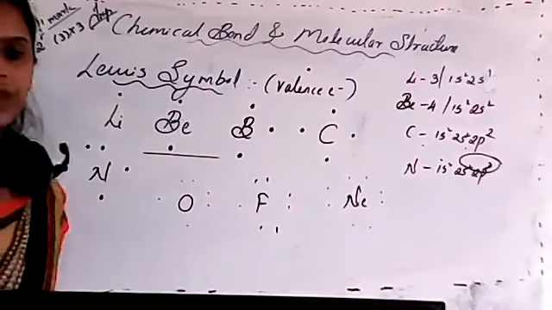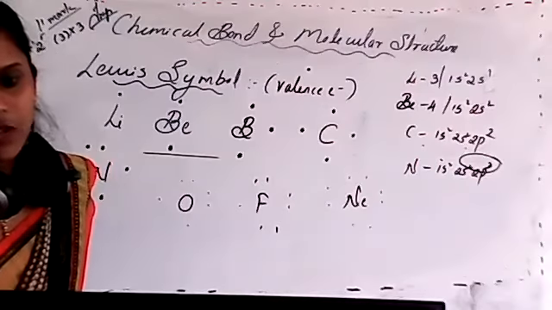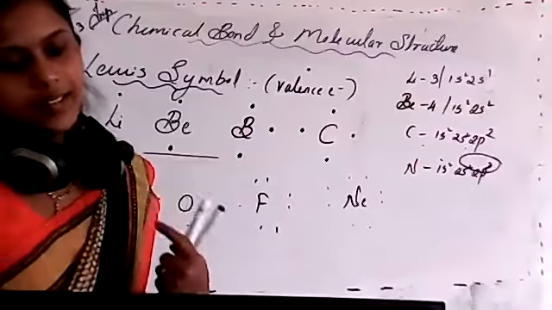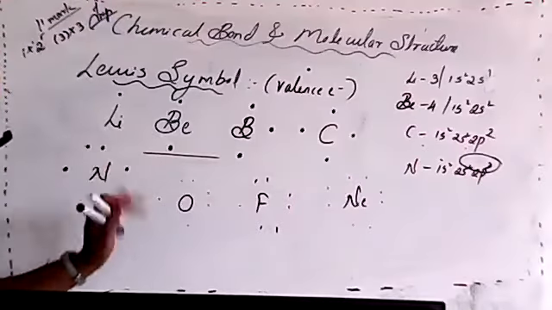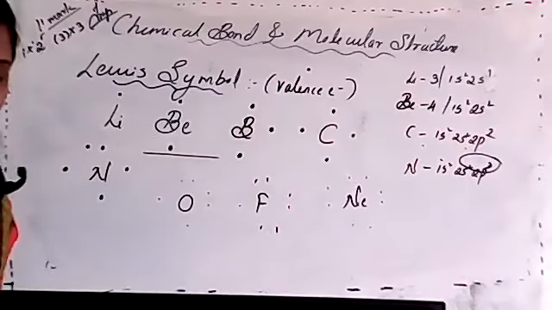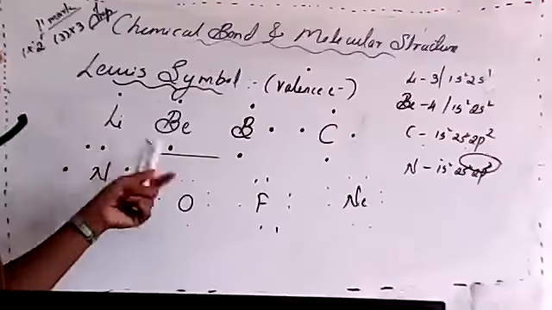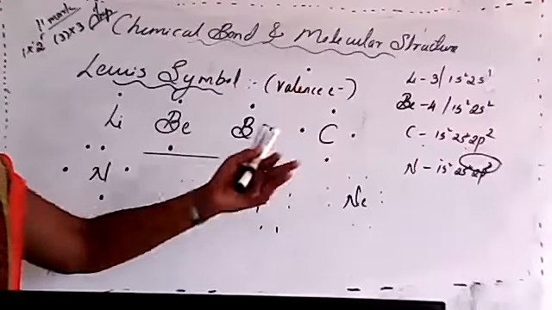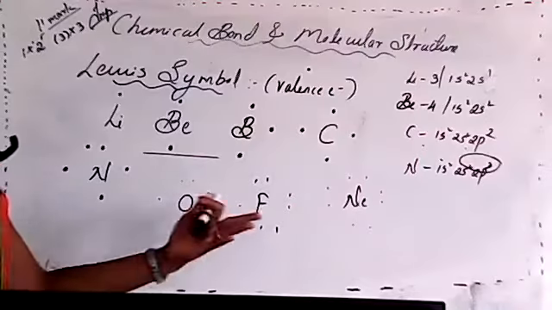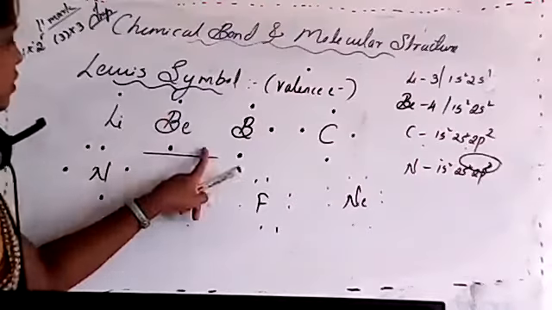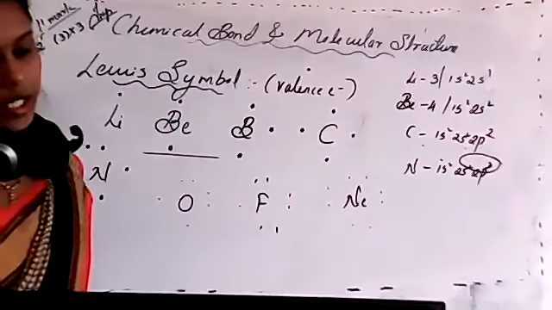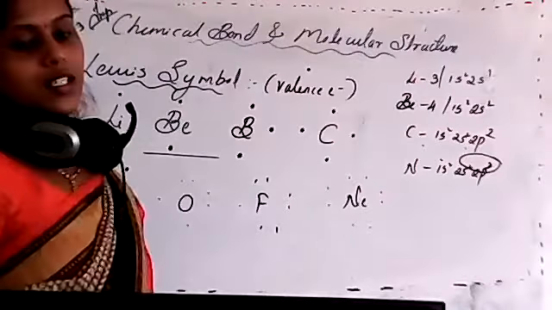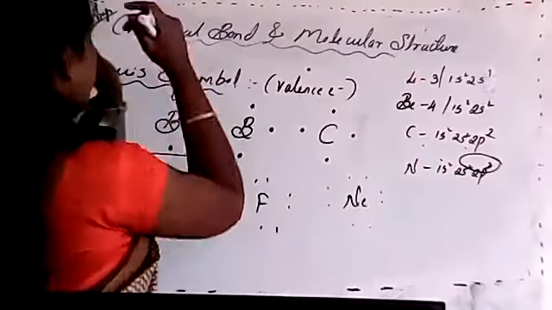Student, is this clear? With the help of Lewis dot structure, we can identify the number of valence electrons present in that atom. So this is very important, student. You will get one question with this. After this, we will learn about chemical bonds, different types of chemical bonds. In that, again, you have to consider this type of arrangement. Clear?